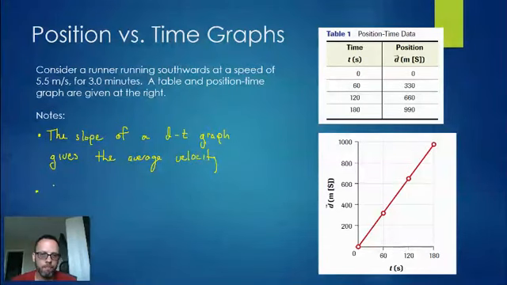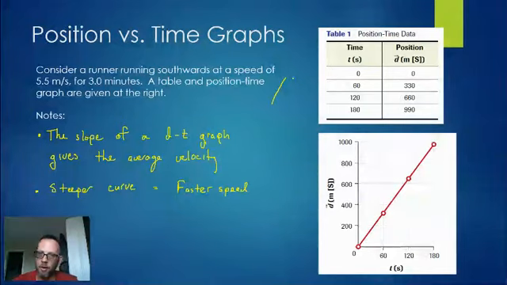I'll add this note too. I'll just say this: a steeper curve equals a faster speed. And I just said faster speed because a steep graph or a steep curve could look like the diagram here, or it could look like something going down, right? Compared to maybe a shallower graph, steeper equals faster. But the slope of a DT graph gives the average velocity.